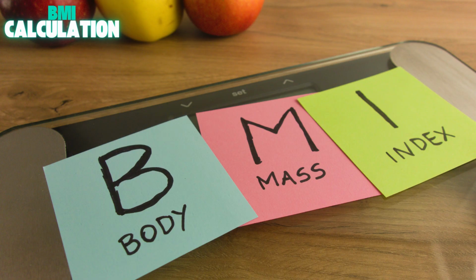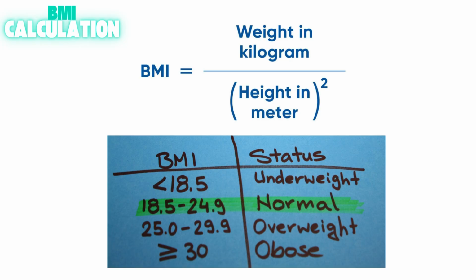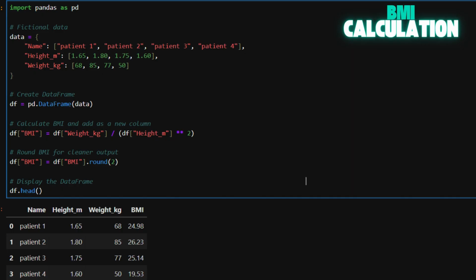That's where BMI, which stands for Body Mass Index, comes in. A simple formula really. BMI is the weight divided by the height squared. It gives you a rough idea of whether someone is underweight, overweight, or somewhere in between. Is BMI perfect? Nope, but it provides a clearer signal than height or weight alone. Here is a quick Python snippet using fictional data to create a BMI column.